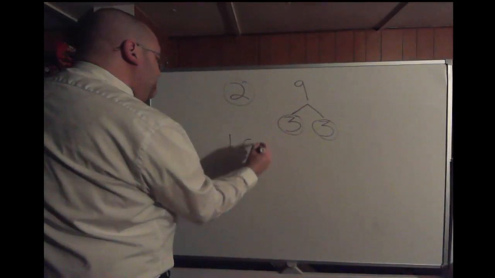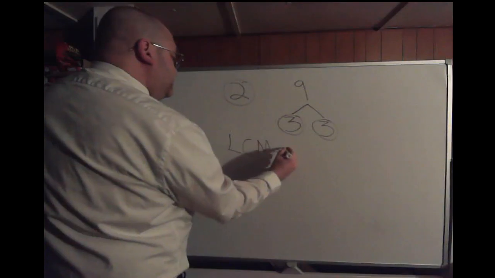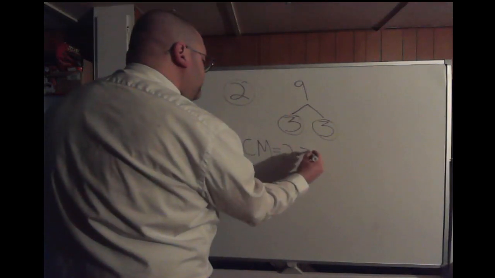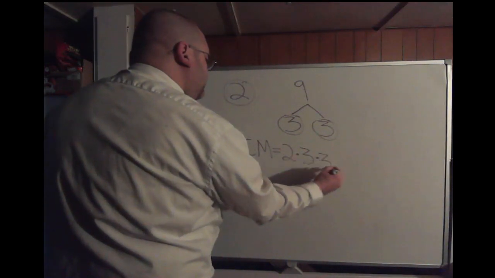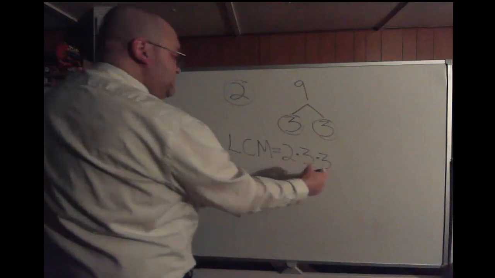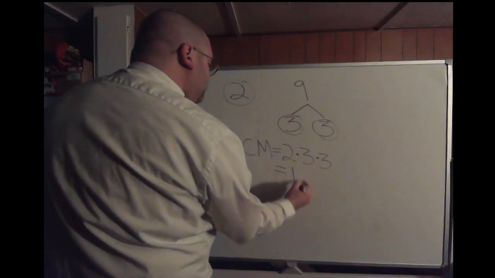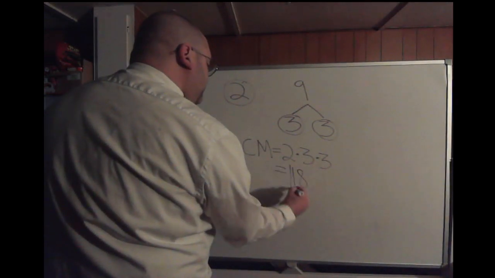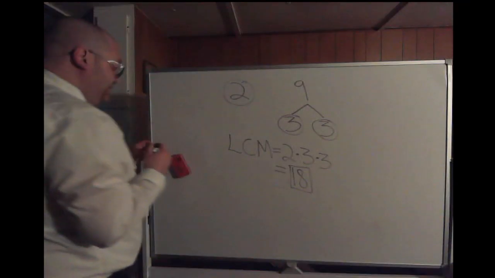So the least common multiple is going to be equal to 2 times 3 times 3. So 2 times 3 is 6, times 3 is 18. The least common multiple of 2 and 9 would end up being 18.